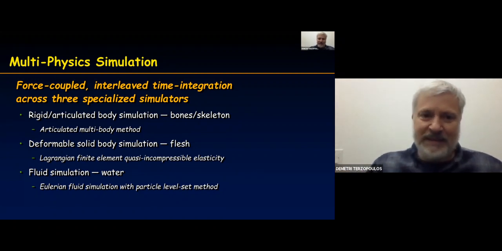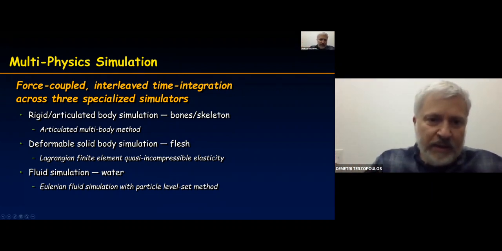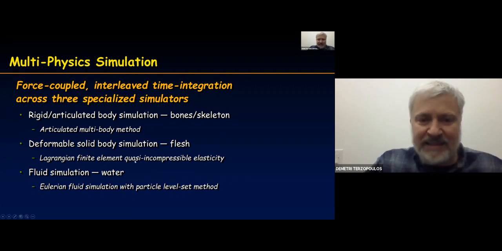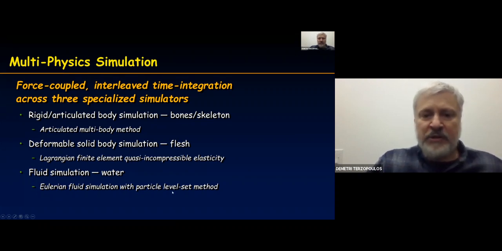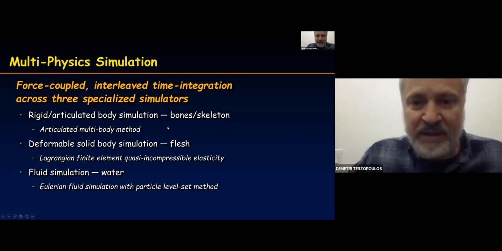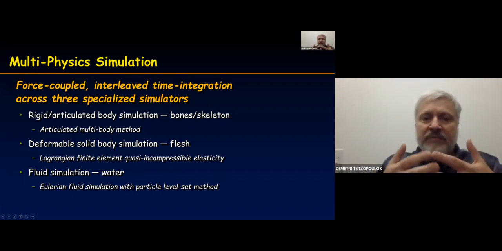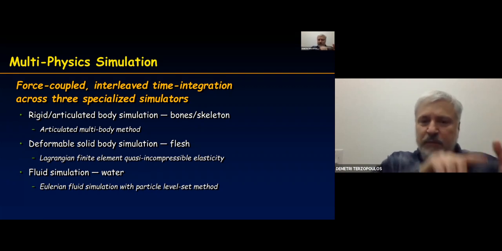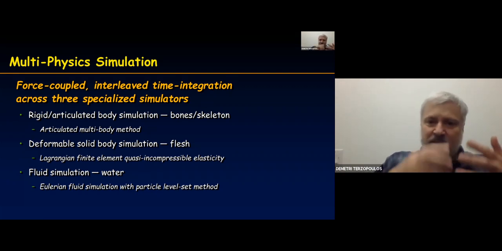It's very, very complex in terms of all the simulation that's going on, because you have 3 different simulators. There's one for the articulated and rigid body dynamic simulation for the bones and the skeleton. Then there's the deformable body simulation, finite elements, quasi-incompressible elasticity for that. And then there's the fluid simulation for the water, which is Eulerian fluid simulation with a particle level set method. So all of these simulators are interleaved. One takes a step, sends forces to the next, and then to the next, and so on.